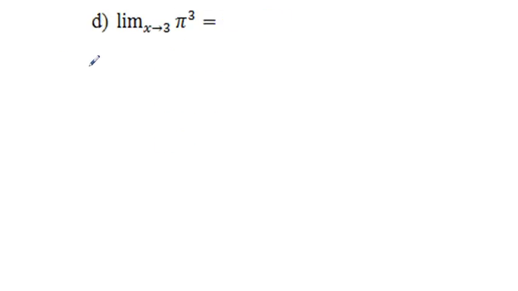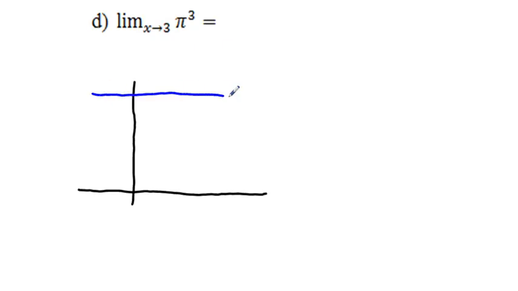D, the limit as x approaches 3 of pi cubed. This is kind of tricky for a lot of people. What you have is a constant function, and what you have is the horizontal line of pi cubed. So it's going to be y equals pi cubed, pi to the third power.